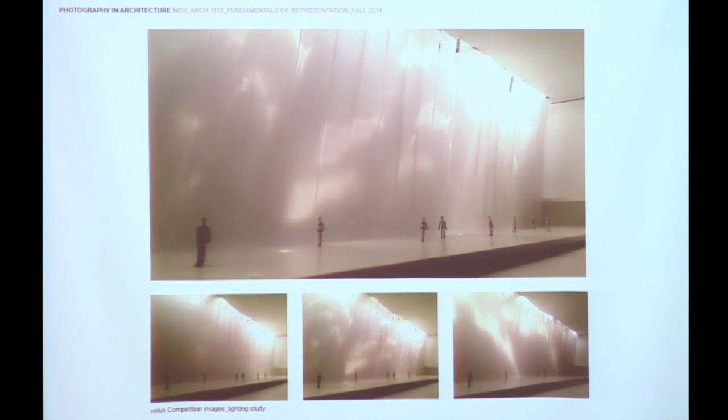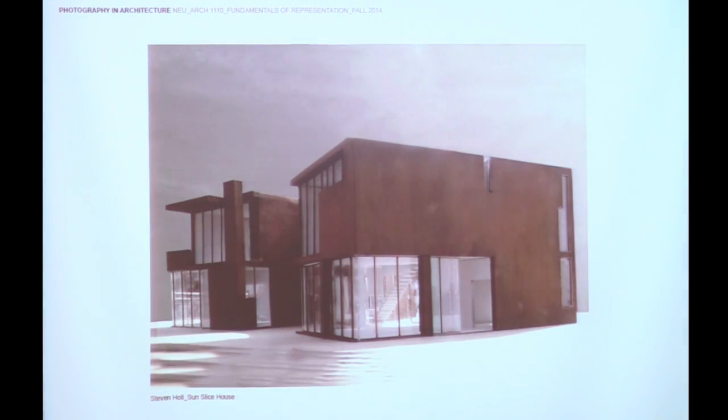So here's an example of a lighting model, and its sole purpose is to look at the variation of the light on the surface throughout the day. Now, it's a tiny model with scale figures, but the light is going to be the same if this is built in real life. It's an incredible thing.